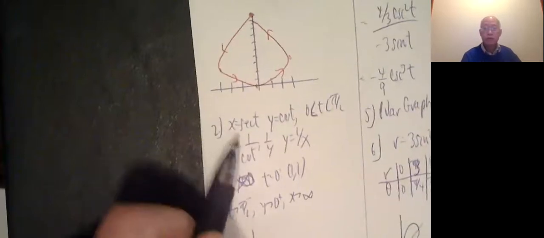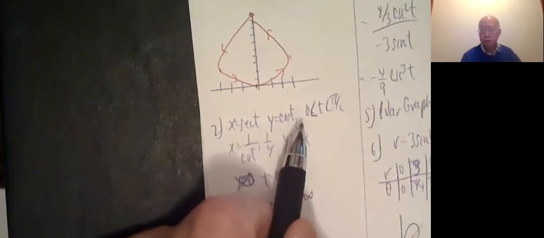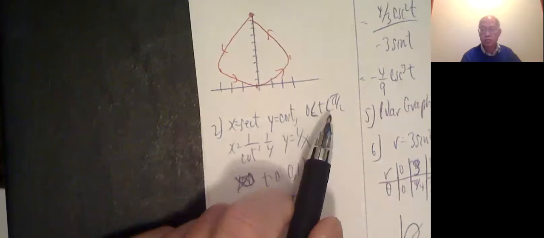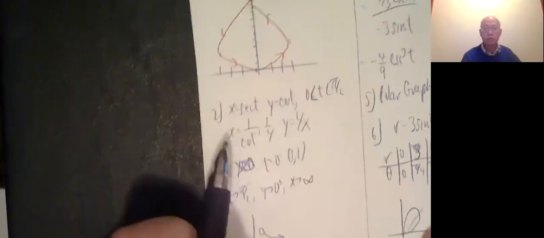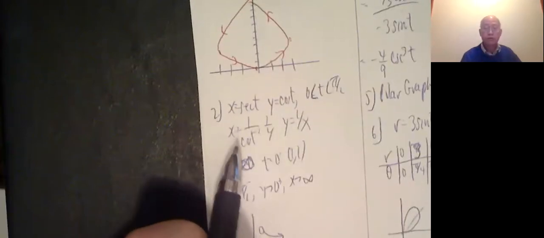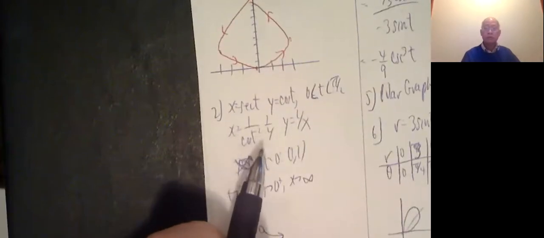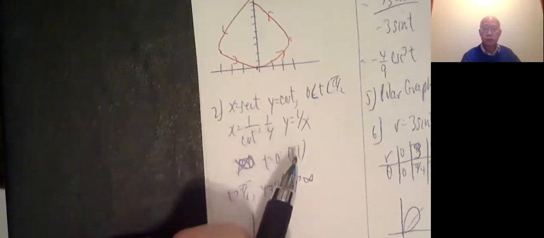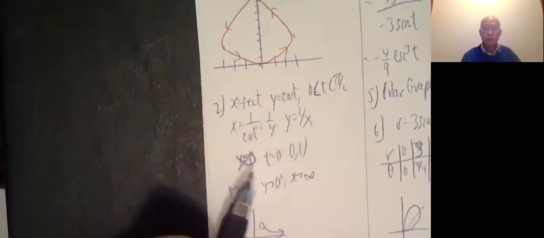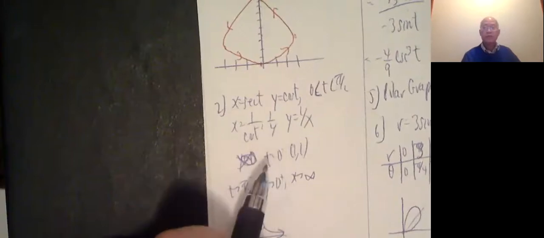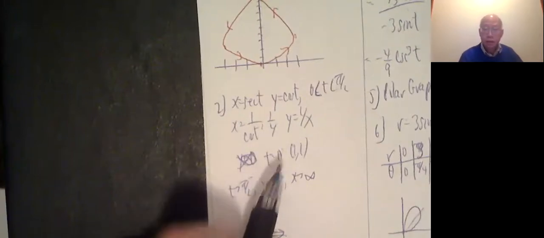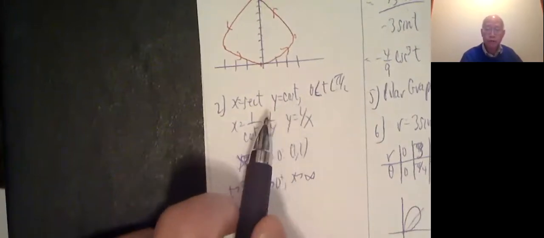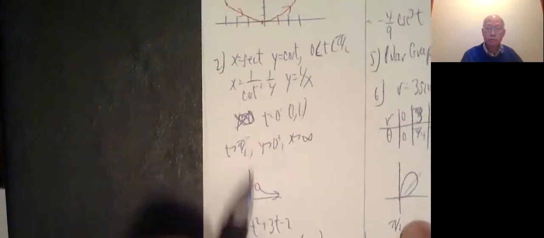Number 2, x equals secant t, y equals cosine t, 0 less than t less than pi over 2, not counting 0, not counting pi over 2. Okay, x is 1 over the cosine of t, which is 1 over y. So x equals 1 over y, or y equals 1 over x, which is what we're probably more familiar with. We made a mistake here. If we had t equals 0, which we're not, cosine of 0 is 1, reciprocal of 1 is 1. So we have an open circle at 1, 1.